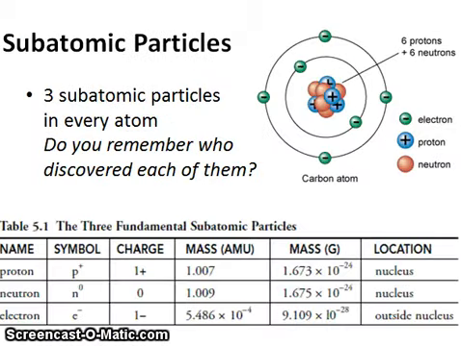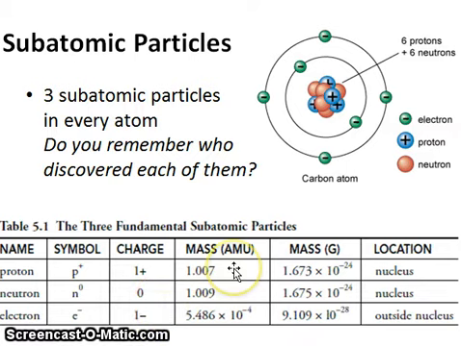Here we have a table that is kind of like a recap of our subatomic particles. We have the name of the subatomic particle, the symbol. For proton, we will have a P with a positive sign. For a neutron, an N with a 0, and an electron will be an E with a negative sign. The charge will be +1 for protons, 0 for neutrons, and -1 for electrons.